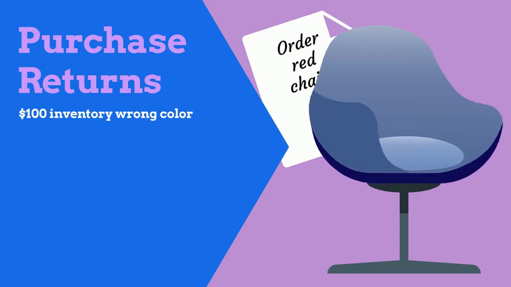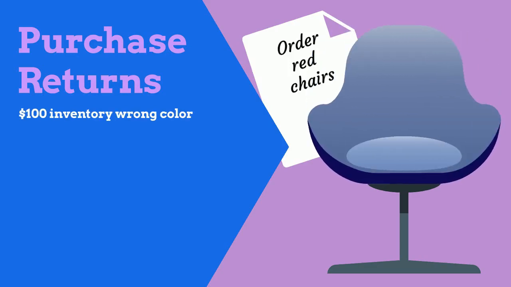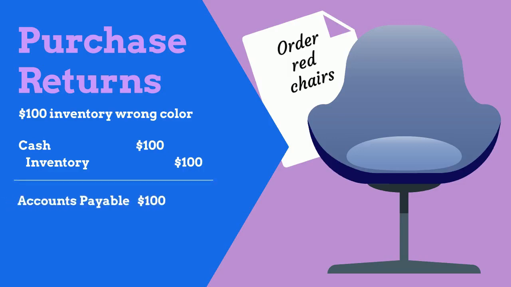If we had purchased these items with cash, we would get our money back, and we give the inventory back to the company we purchased it from. We would debit cash for $100 and credit inventory for $100. If we had purchased the inventory on account, we would no longer owe the $100 and we would give the inventory back. We would debit accounts payable for $100 and credit inventory for $100.